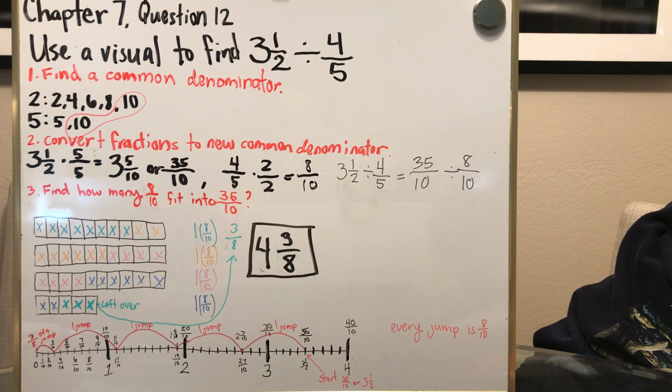After another jump, I land on 19/10. And then another jump, I land on 11/10. And then another jump, I land on 3/10, but I have to make it to 0. So I have 3 tick marks of a jump left. So that makes it 1, 2, 3, 4 jumps, and then 3/8 of a jump, leaving our answer to be 4 and 3/8.